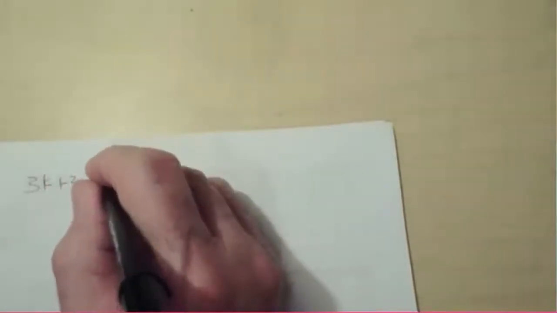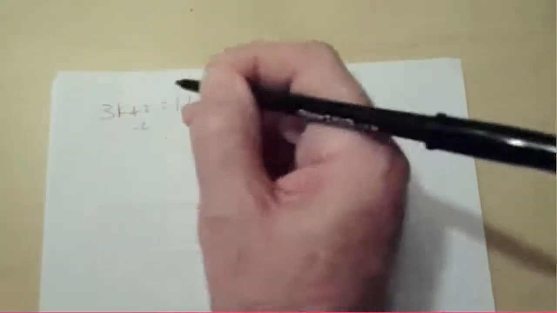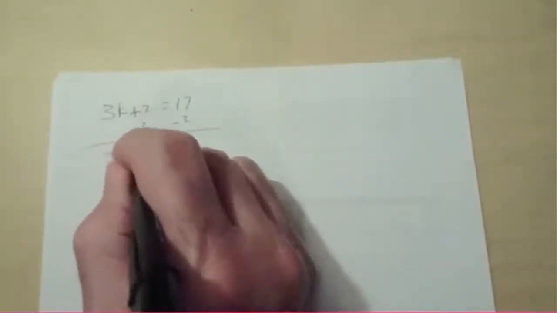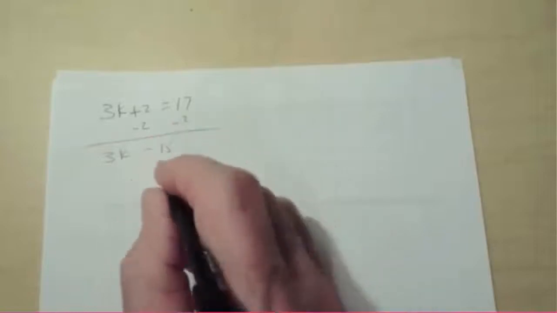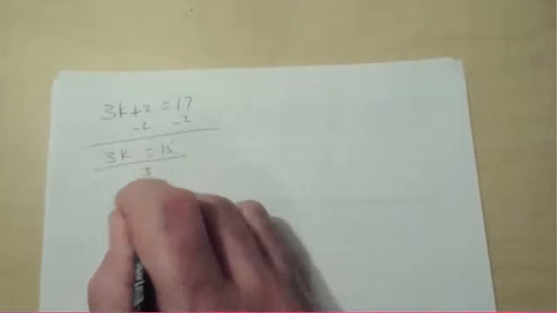Let's do another one. 3k plus 2 equals 17. Again, we get rid of the addition subtraction first, so it's a plus. So we're going to subtract 2 from each side, do the opposite of whatever it says, and we end up with 3k equals 15. Divide everything by 3. k is 5. Right? Right.